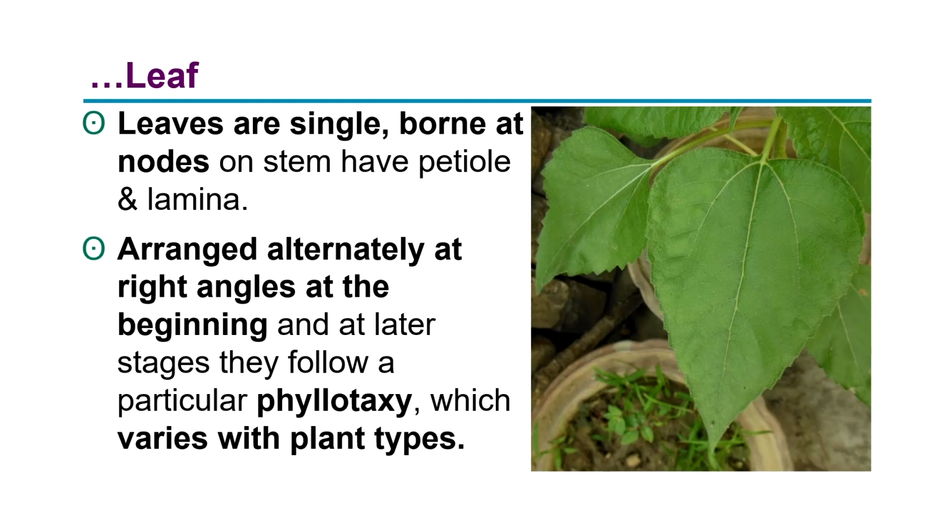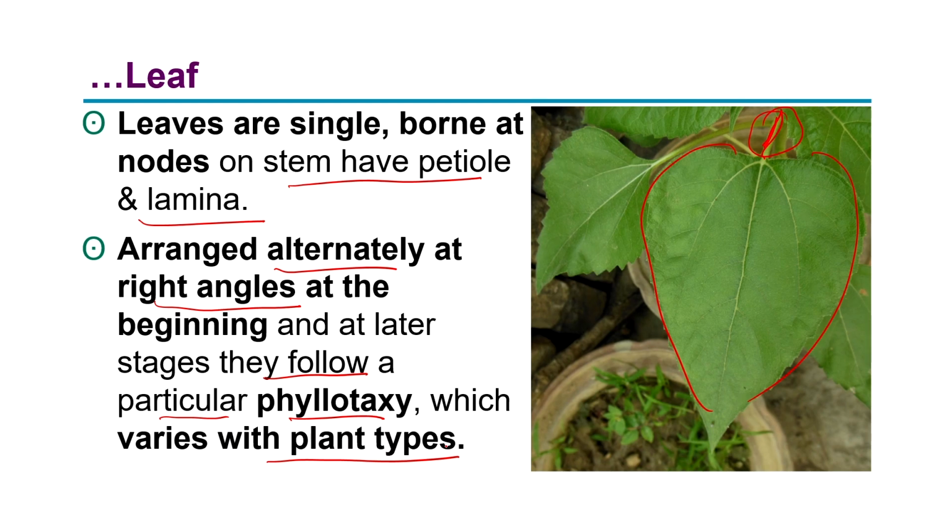Leaves are single, borne at nodes on the stem, having petiole and lamina. So this part is the petiole, and this is the lamina part of the leaf. They are arranged alternately, this is important, not opposite, alternately at right angles, meaning at a 90-degree angle at the beginning, and at a later stage they follow a particular phyllotaxy. Phyllotaxy means arrangement of leaves, which varies with the plant type.